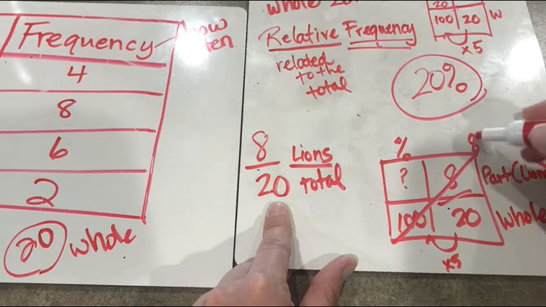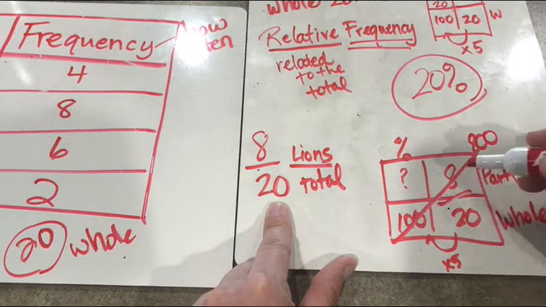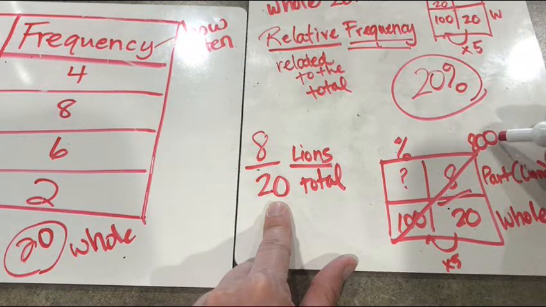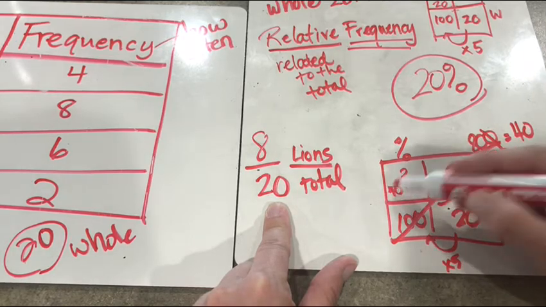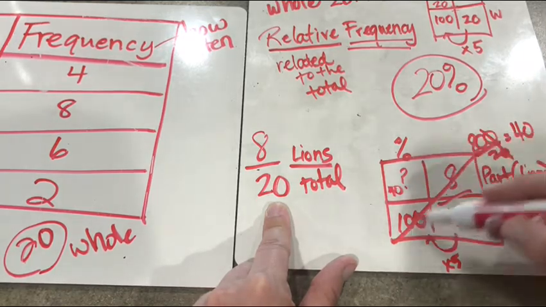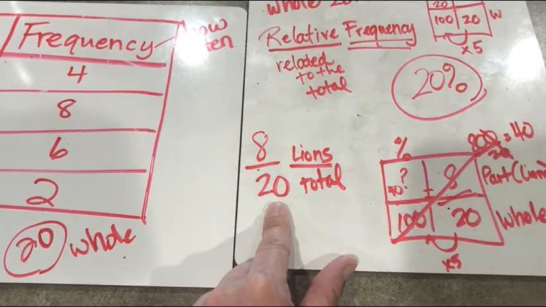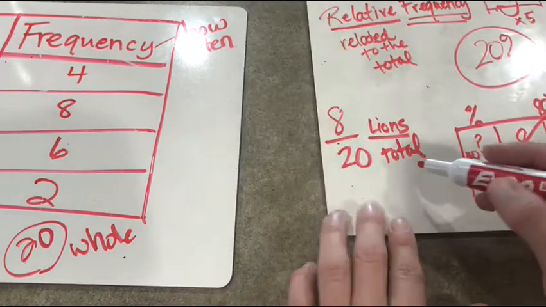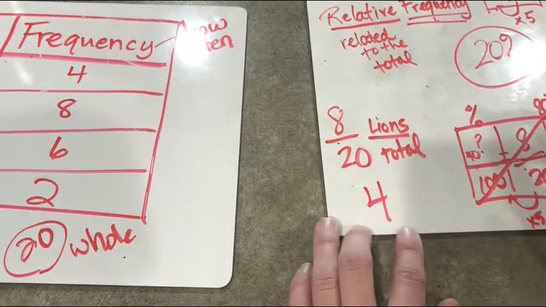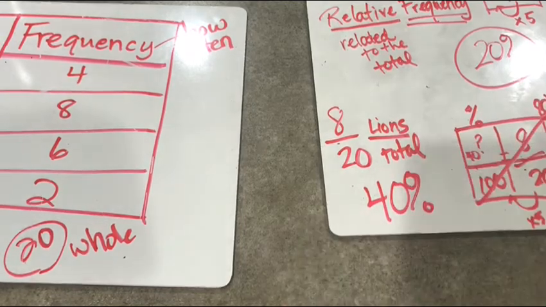So we have 800, 100 times 8 is 800. We're cross multiplying and dividing. So divide by 20. We're going to divide by 10, do I for an I. 80 divided by 2 is 40. So if you want to check yourself, put 40 here, cross multiply, and make sure that they're equivalent ratios that you put into that percent box. So your answer for the relative frequency of lions would be 40%.